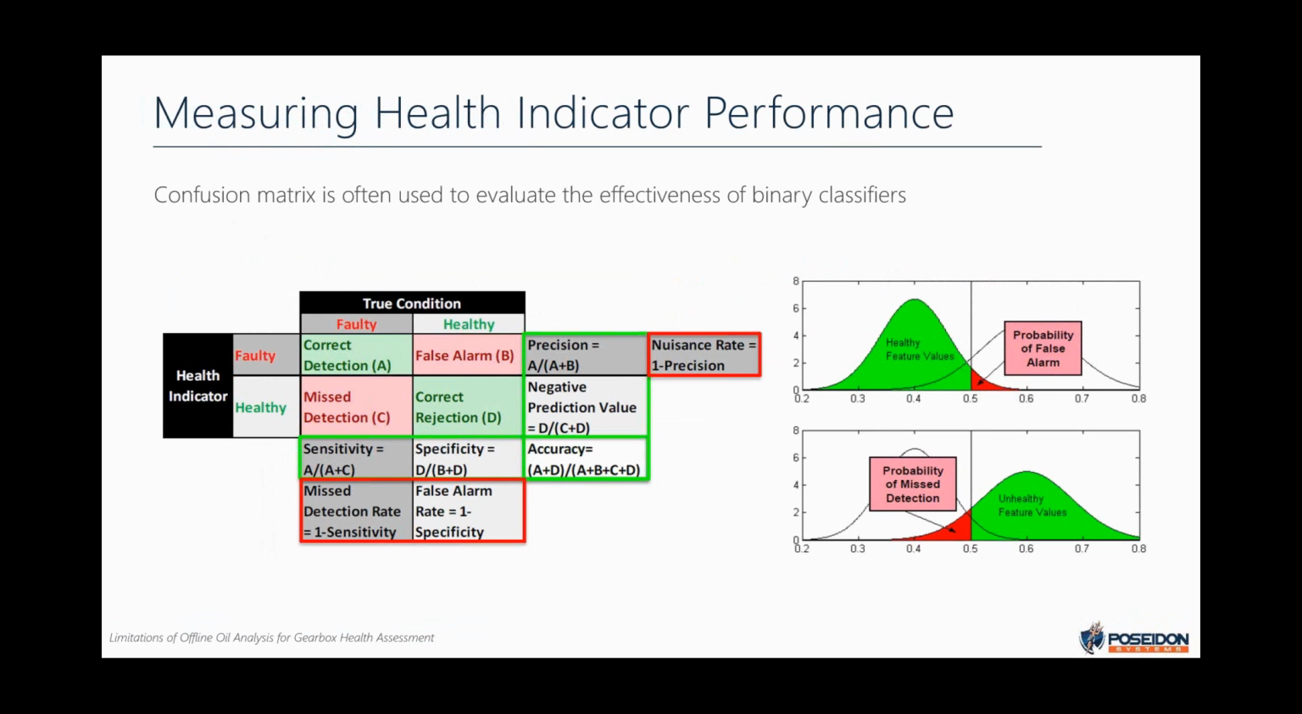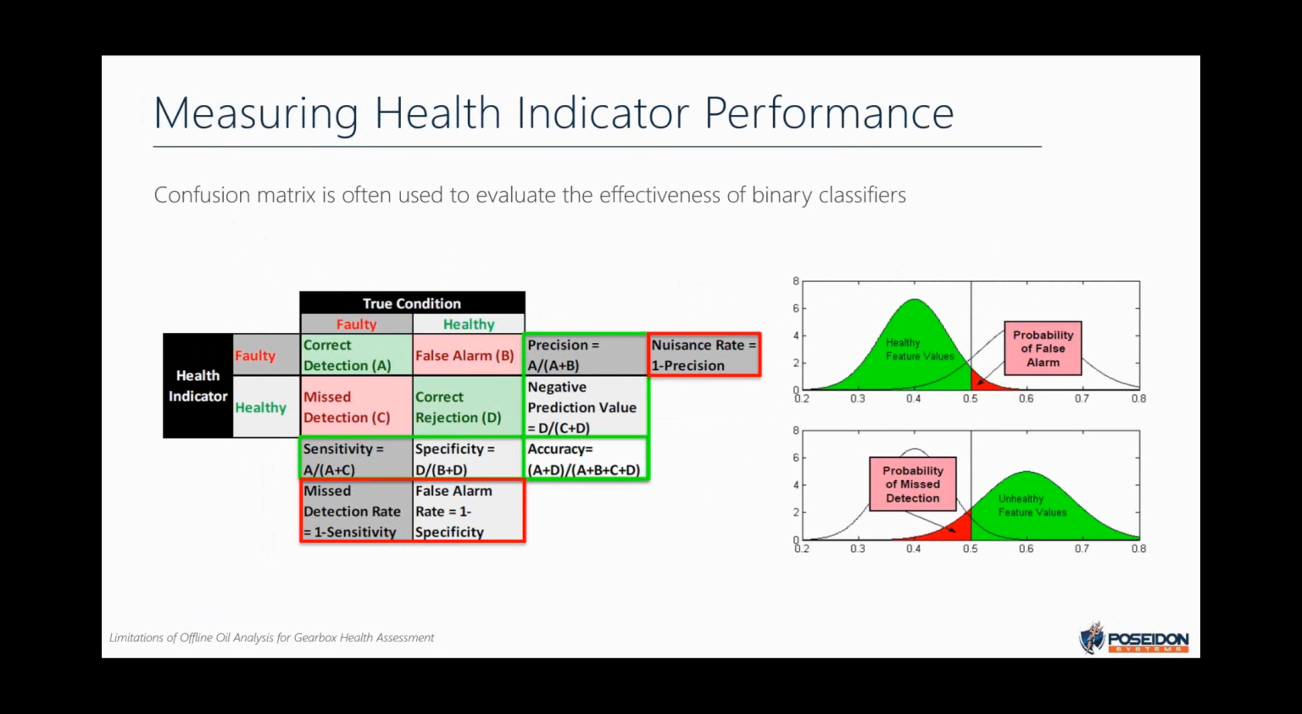So this is a typical confusion matrix. It's used to determine how good a binary classifier is, and allows you to adjust what your alarm levels are of that health indicator to best determine a healthy or faulty system. Essentially, here we can have a health indicator that should correlate to whether or not the true condition of the system is faulty or healthy.